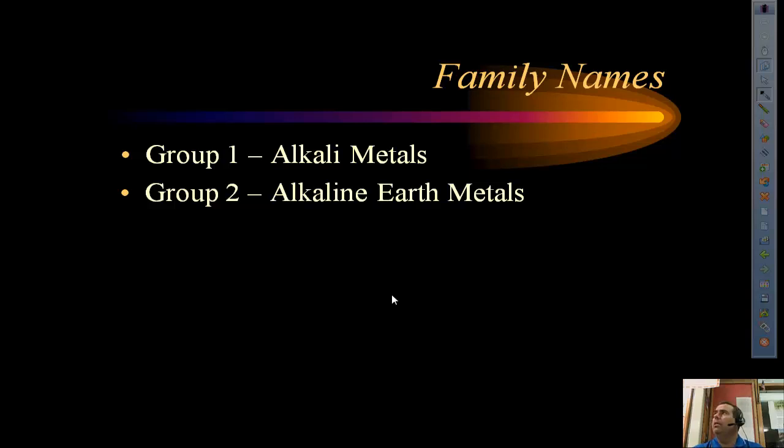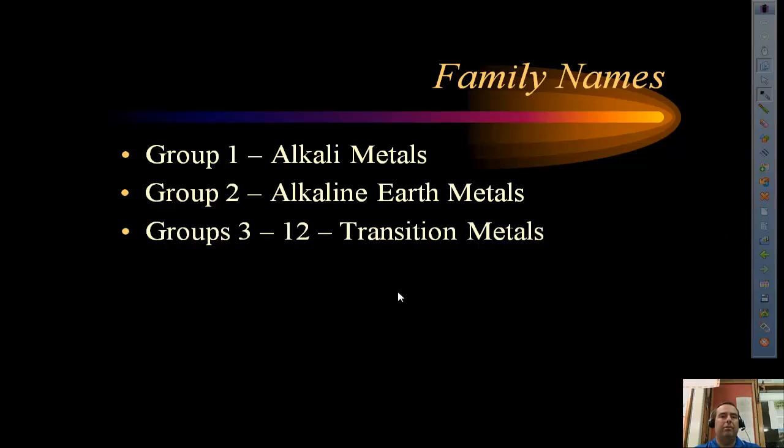Group number 2, that's the one with 2 valence electrons: beryllium, magnesium, calcium, strontium, barium, and radium. Those are going to be your alkaline earth metals. Now, if you think of that name alkaline, maybe you've heard of alkaline batteries. These are a lot of the elements or metals that are going to be used in batteries.